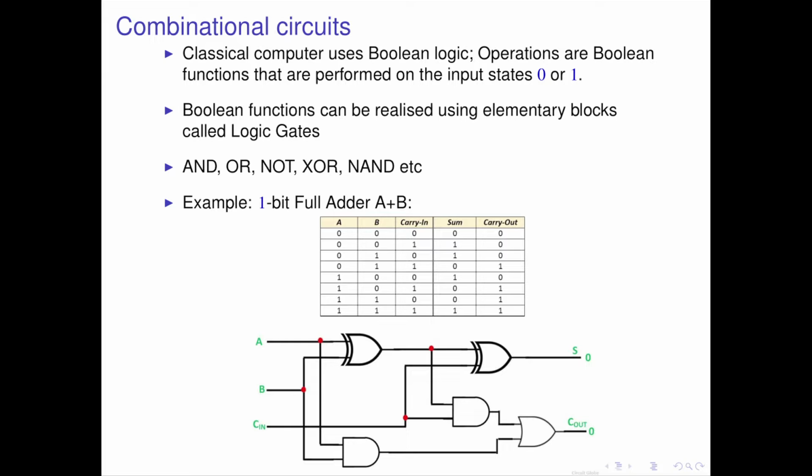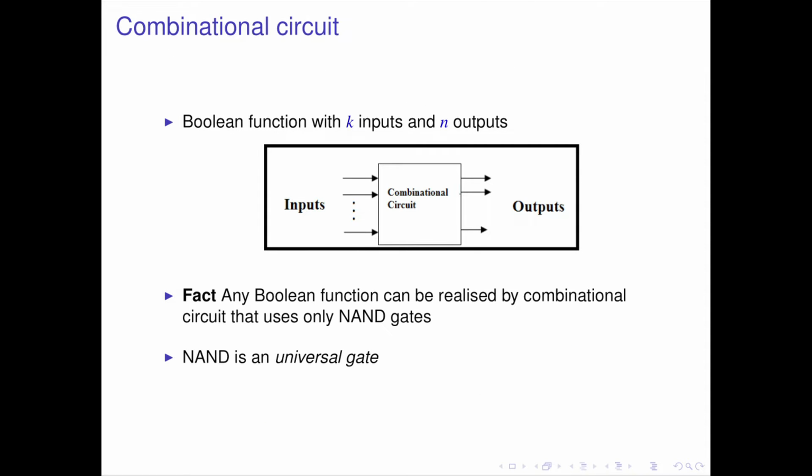And now I can ask the question how to build this kind of function. So this is the truth table of this function. And then I should use some gates to build this. And this is one of the possible realizations of the 1 bit full adder, which works on a classical computer. So in general, every Boolean function has k inputs and n outputs. So k doesn't have to be equal to n. And a very well-known fact is that any Boolean function can be realized by a combinational circuit that uses only NAND gates, which in other words means that the NAND gate is a universal gate for classical computing.